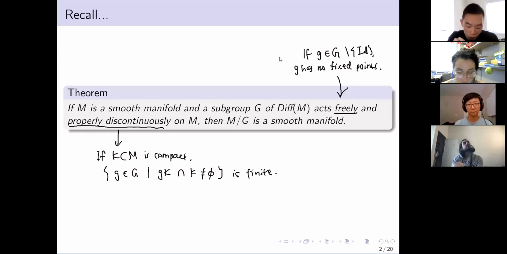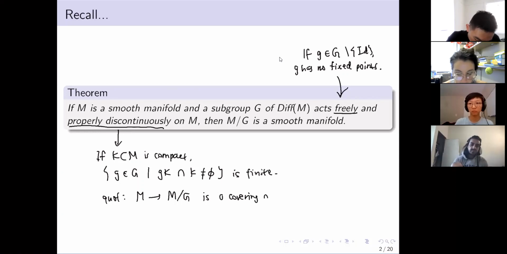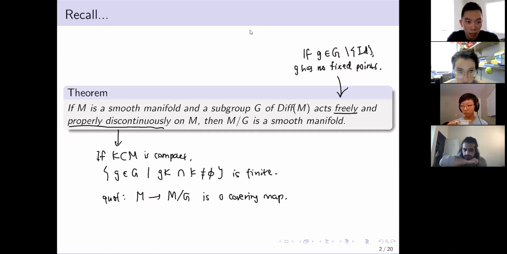And these two conditions ensure that the quotient map from M to M modulo G is a covering. Whenever this is the case, the smooth structure on M can be pushed forward to the smooth structure on the quotient space M modulo G. Hence, this quotient space M modulo G is in fact a smooth manifold.